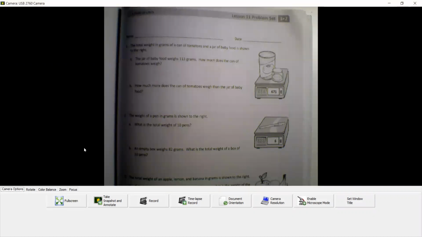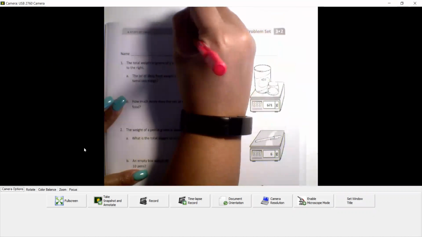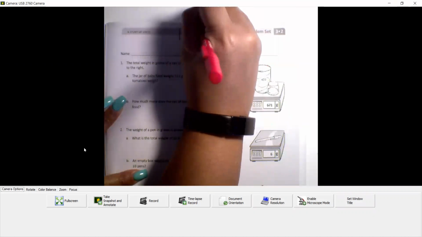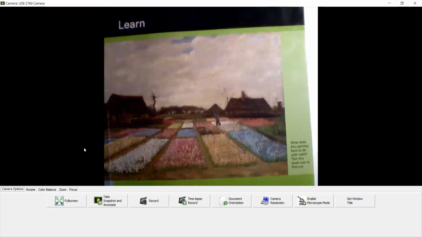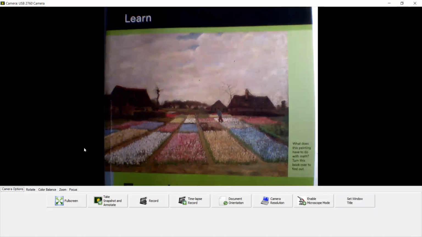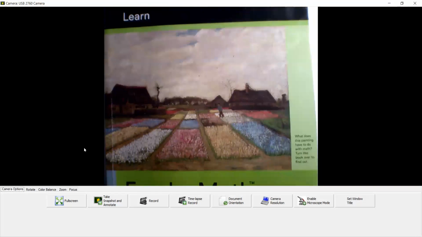This video is for page 197 in your math book. I'm going to write the page number on top, 197. Again, this is in your Learn book with the yellow sticky note.